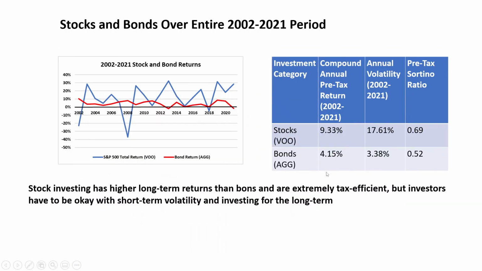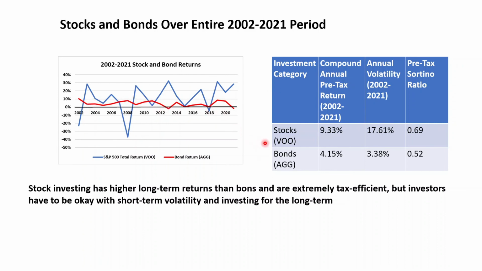So now let's put everything together. Look over the entire 2002 to 2021 period, again, just on a pre-tax basis. We can see stocks are, again, volatile. A huge loss in 2008, but large ups and downs from year to year. We see lots of volatility. Bonds, again, are more stable.